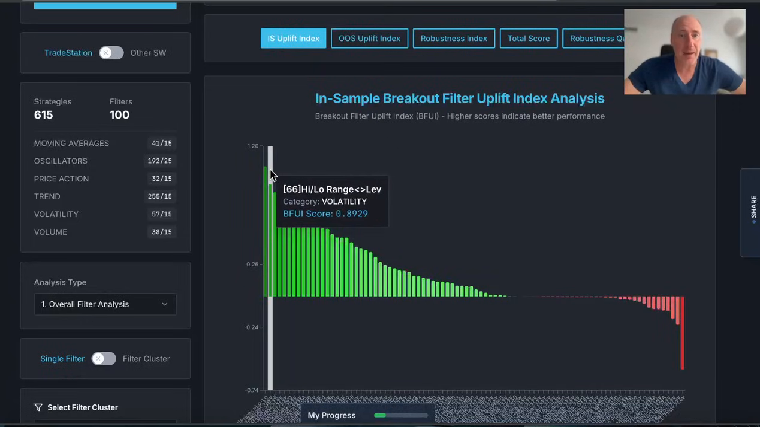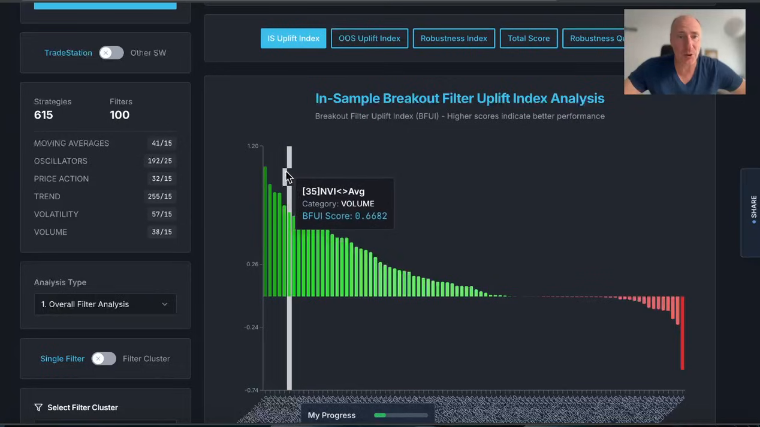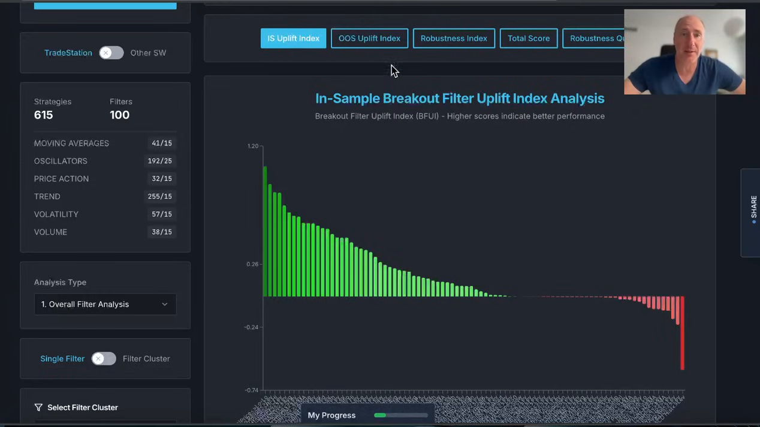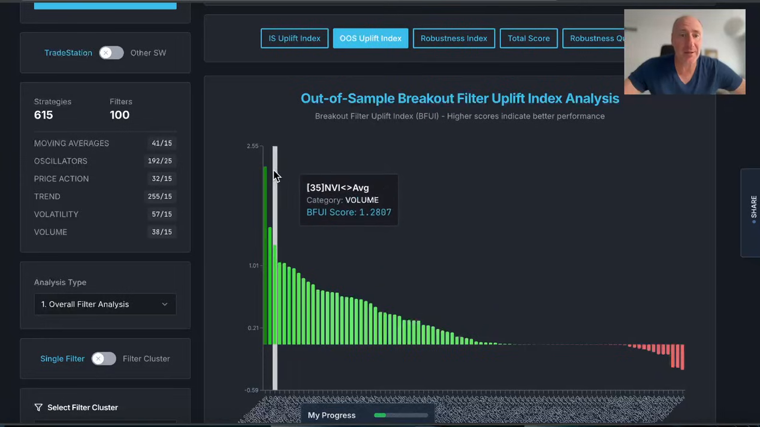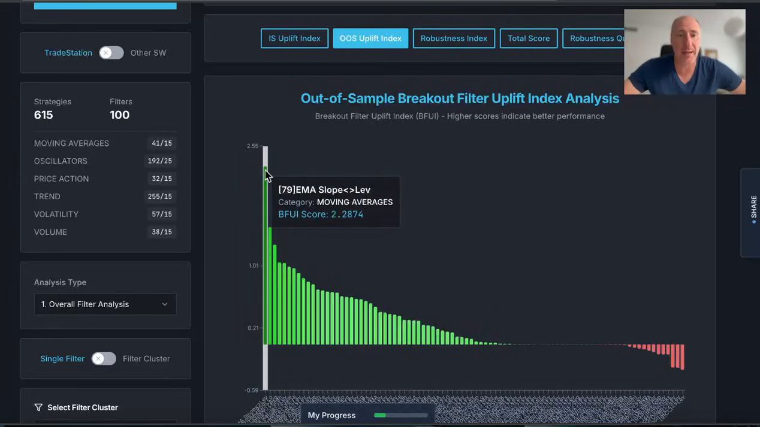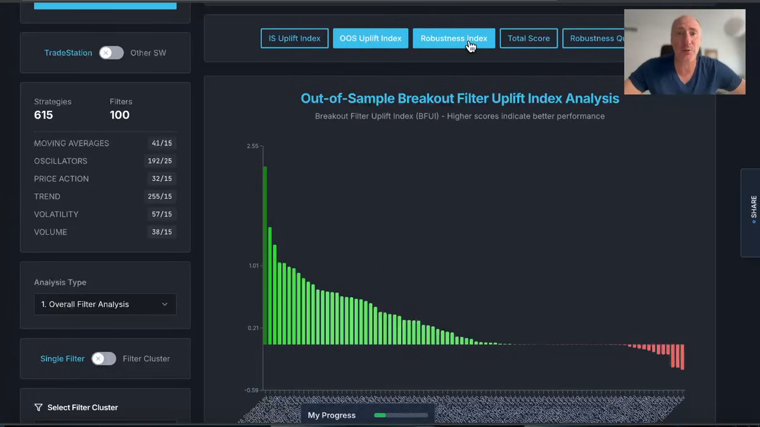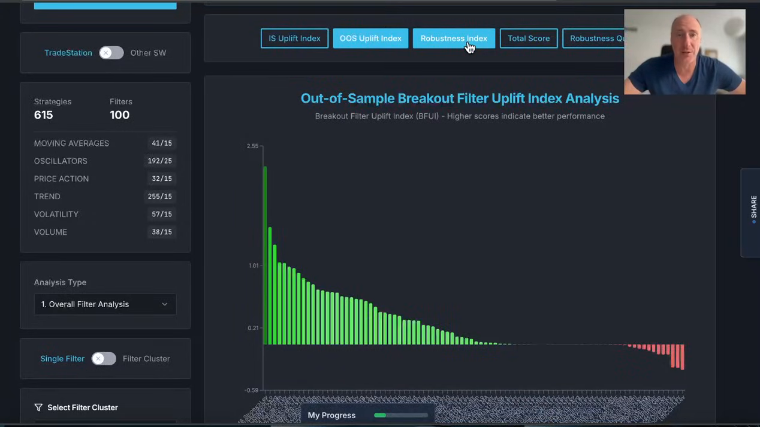So in sample, pretty much nothing unusual, a few different places all over the place, different conditions. I didn't pay much attention. I'll explain why in a second. On out of sample, it was a different story. Number one was indicator or condition 79, exponential moving average slope. Again, stay with me. Then I went to the robustness index, which basically tells me which indicator is the most robust. That means it improves the overall metrics the best in out of sample and in sample as well. So it's not just an overfit indicator, it's not just an overfitted study.